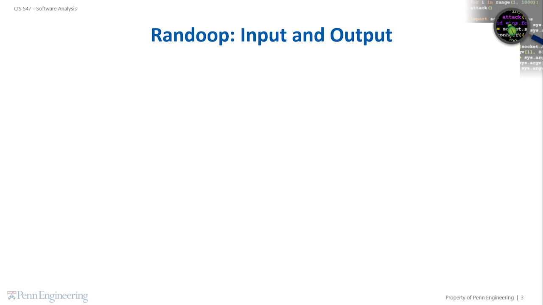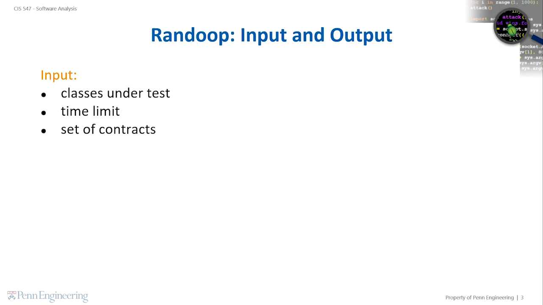Let's begin by looking at Randoop's input and output. Randoop's input consists of three things: a set of classes making up the library under test, a time limit that allows the user to control how many tests Randoop generates, and a set of contracts, which are properties that the object generated in the final call of a Randoop generated test is required to satisfy. Generally, these properties are specified in the library API's documentation.